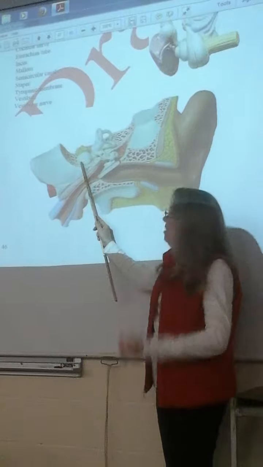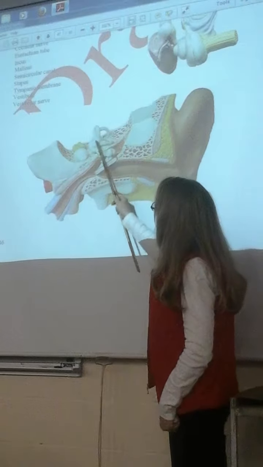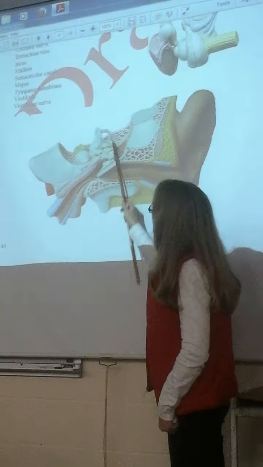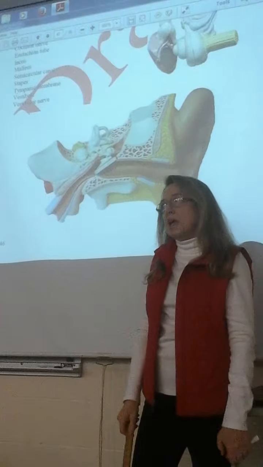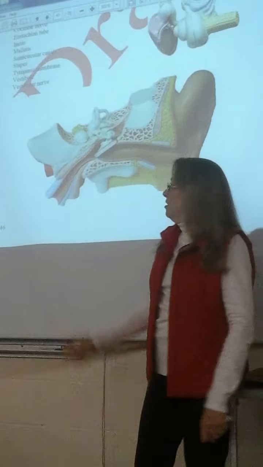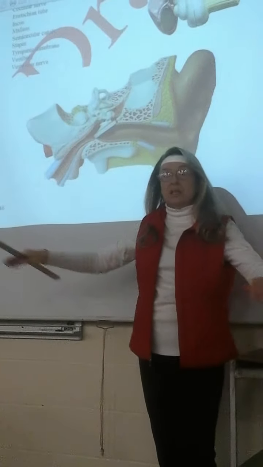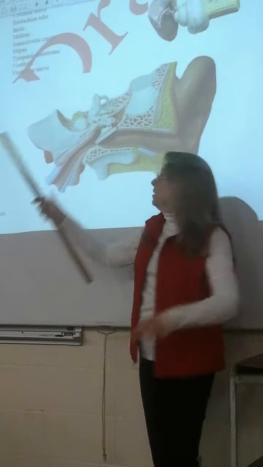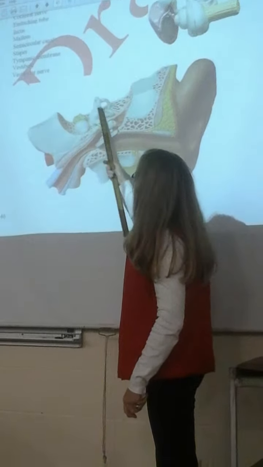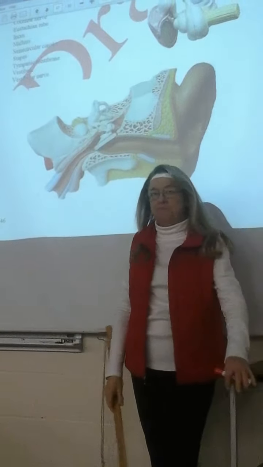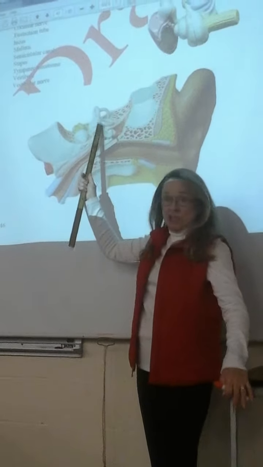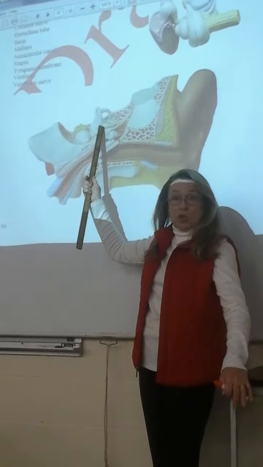Now, this part over here, these little loopy things, these are called the semicircular canals. They're called the semicircular canals, and they're involved in sense of balance. These little three loopy things. So if you have vertigo, it's the fluid in the semicircular canals.